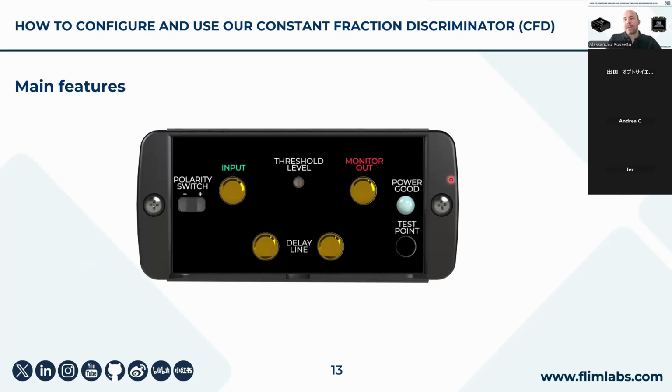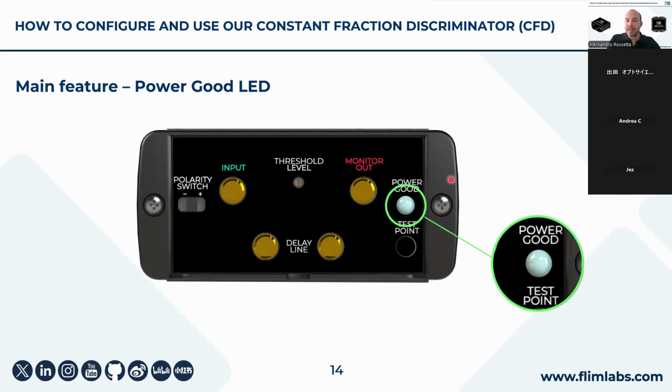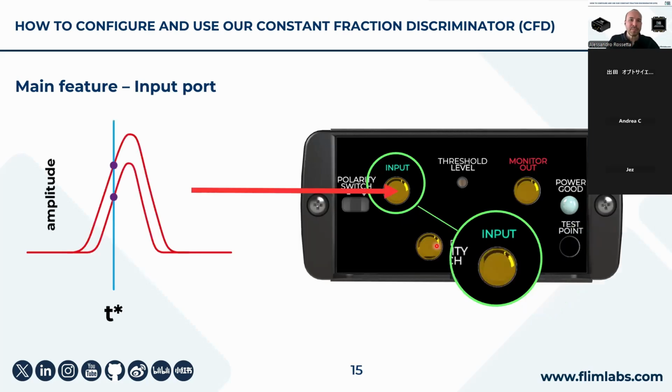If we look at the main features of our constant fraction discriminator, we first can say that it has a power good light. After you power the CFD, if the LED of the power good light doesn't come on, then we have a problem. So this is a first way to troubleshoot the constant fraction discriminator. Then, describing the other connections, you see that we have an input port, which is an SMA port, and here is where we connect the input signal.